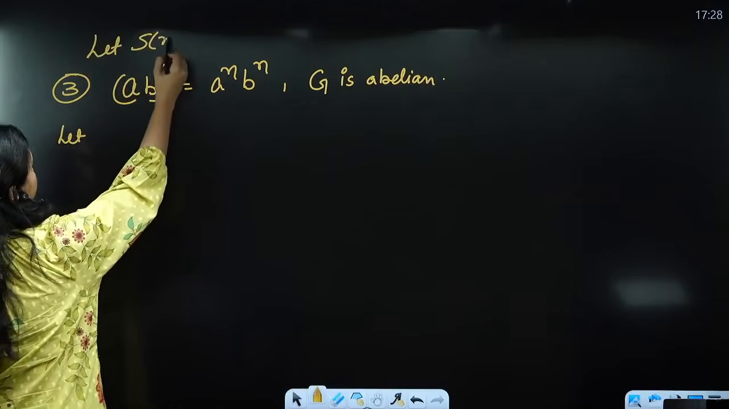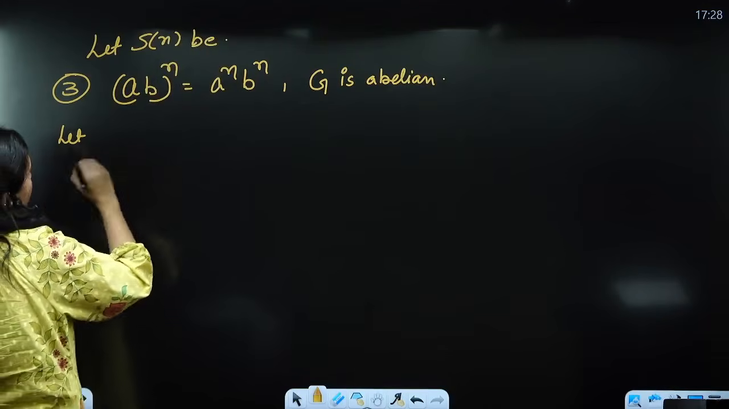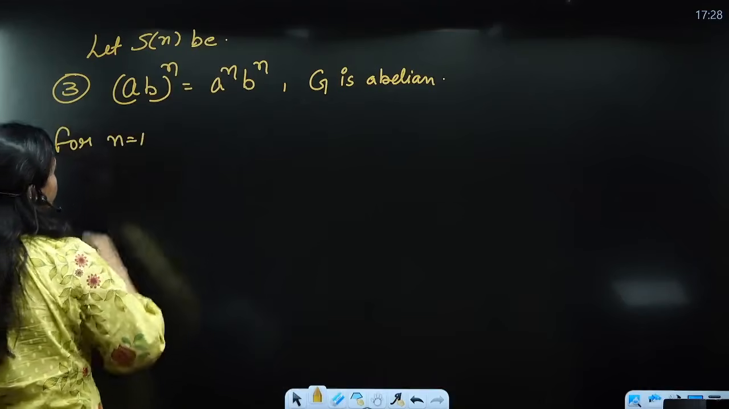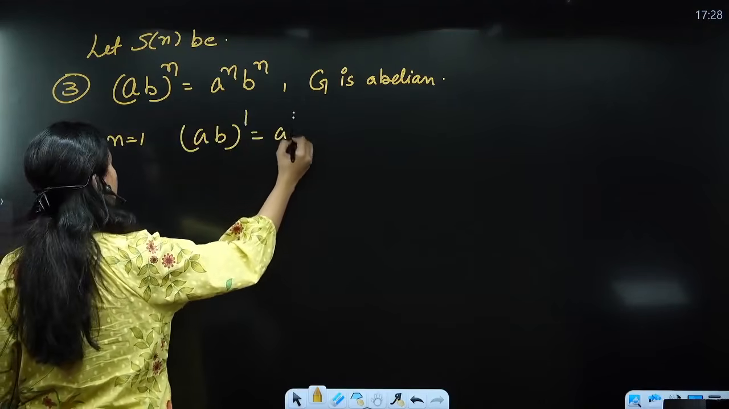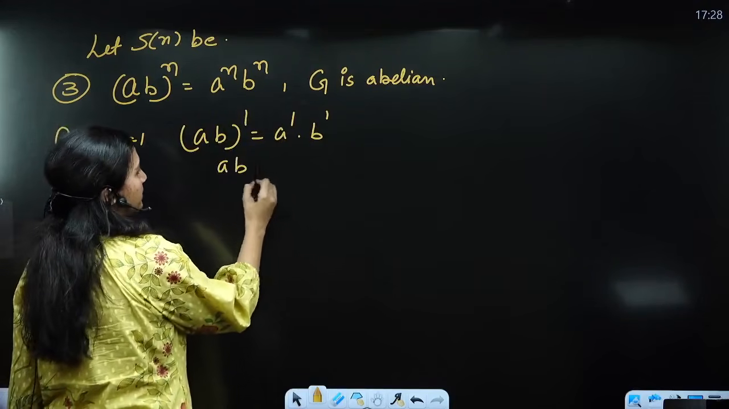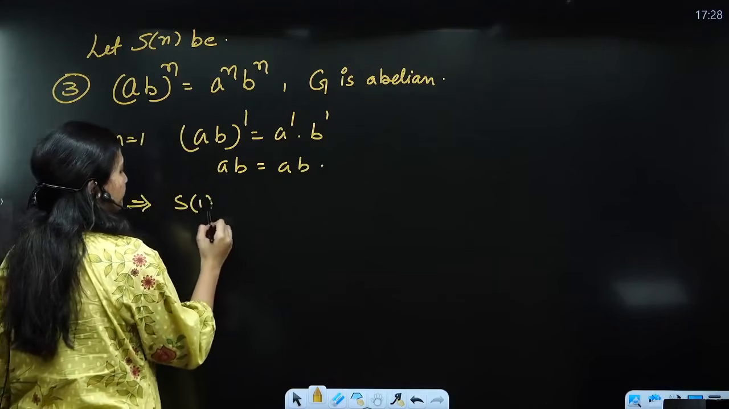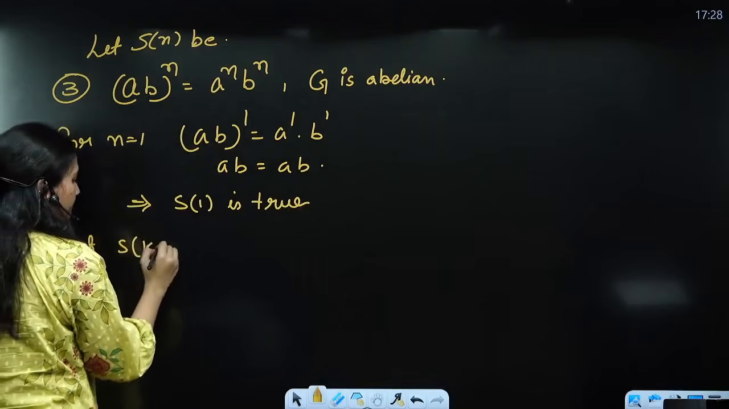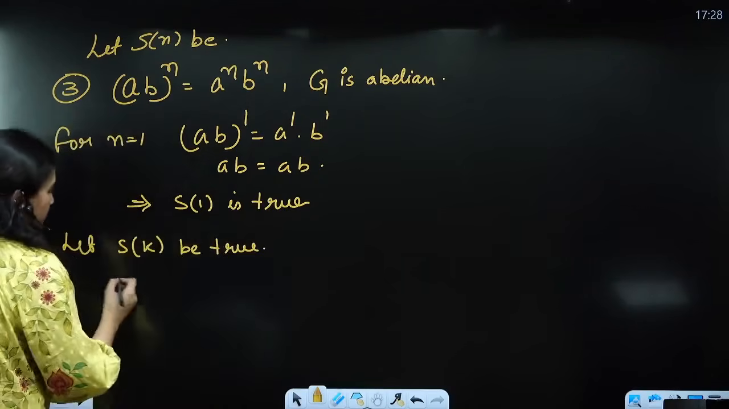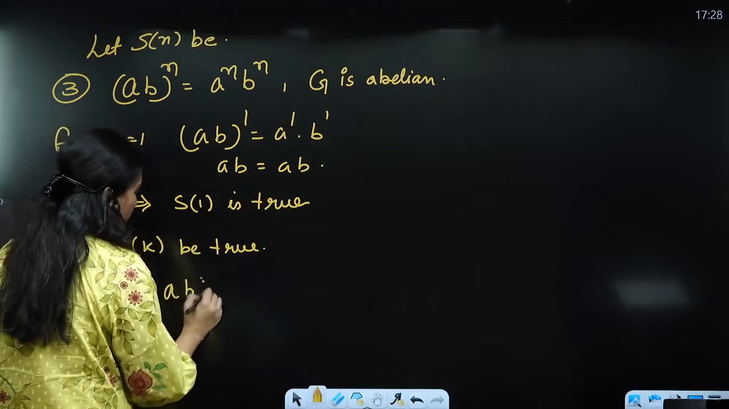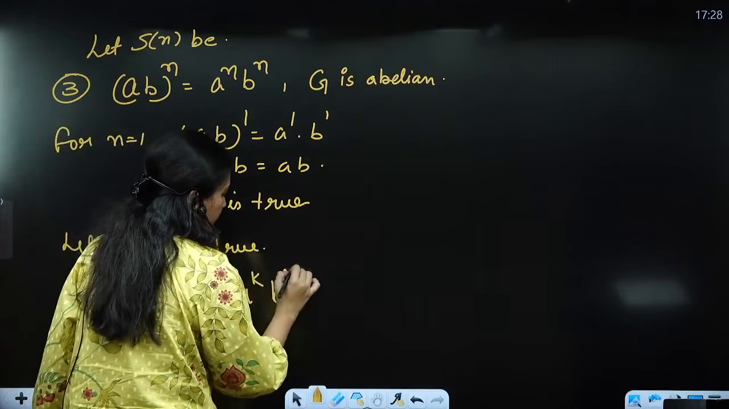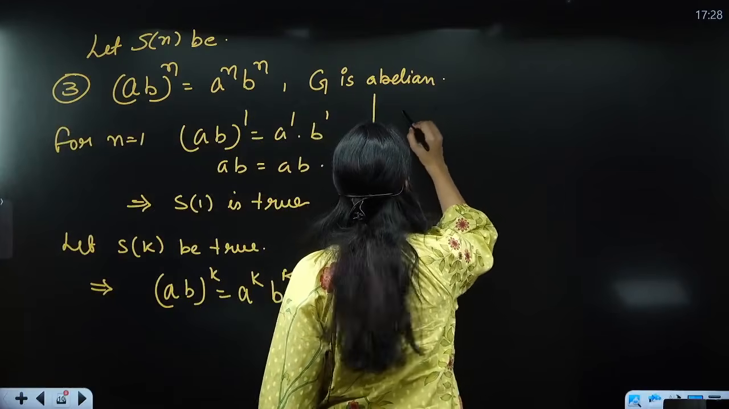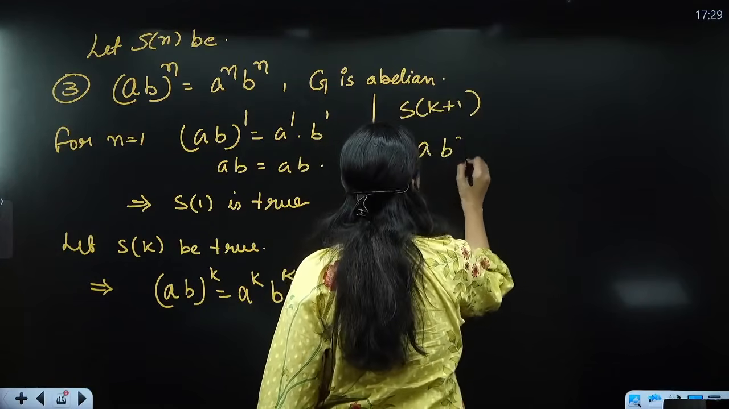Let this be Sn. Now we'll just check for n equals 1. For n equals 1, we have (ab)^1 = a^1 · b^1, and we have ab = ab. This implies that S1 is true. Now let Sk be true. So this implies that (ab)^k = a^k · b^k. Now S(k+1) is going to be what? (ab)^(k+1).